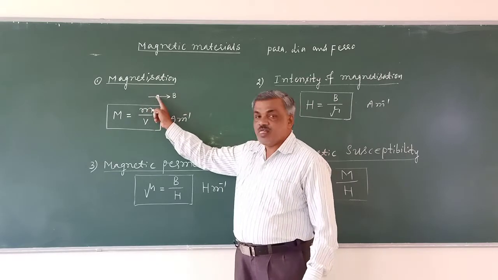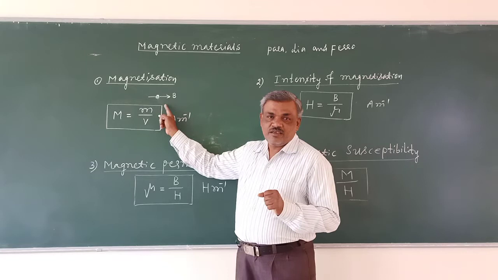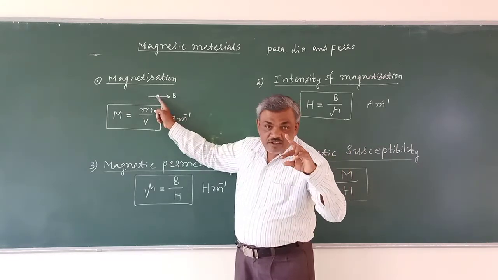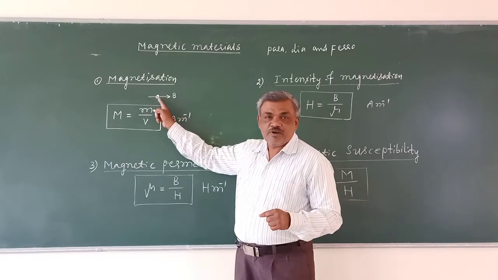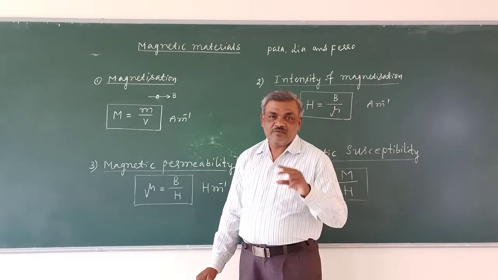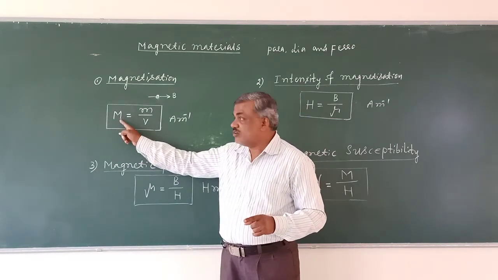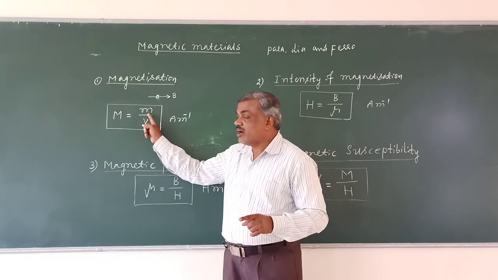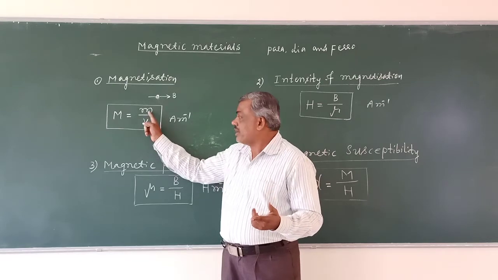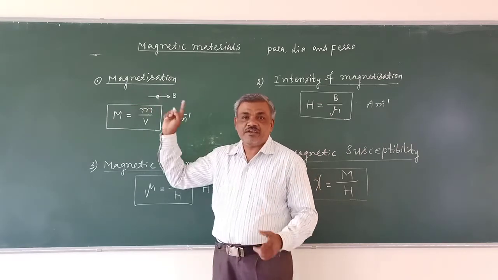The specimen is kept in an external magnetic field. Now the specimen gets magnetized. Then the magnetic moment per unit volume of the material is called magnetization. The magnetization symbol is capital M. Capital M equals small m by V. Small m is the magnetic moment, V is the volume. The magnetic moment per unit volume of the material is called magnetization.